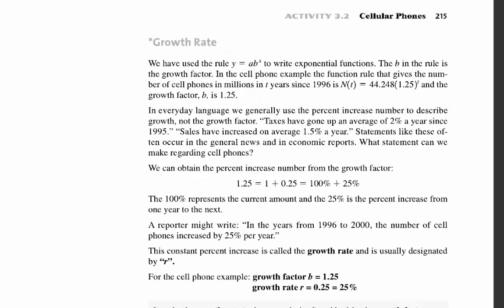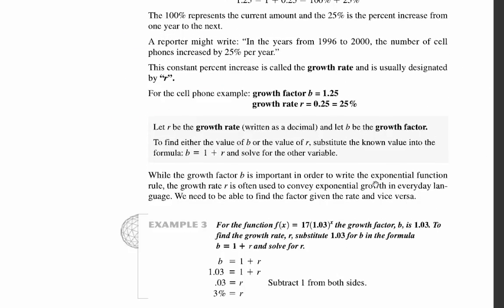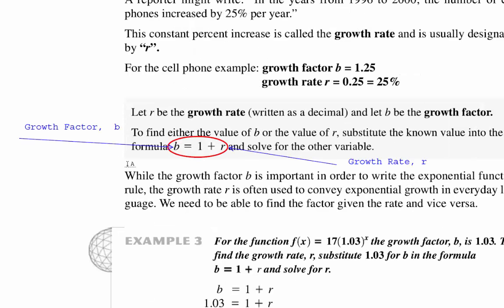If we scroll down a little bit, we will see this formula, B equals 1 plus R, where B is your growth factor and R is your growth rate. So if I know the growth factor, I can solve for the growth rate. If I know the growth rate, I can solve for the growth factor.